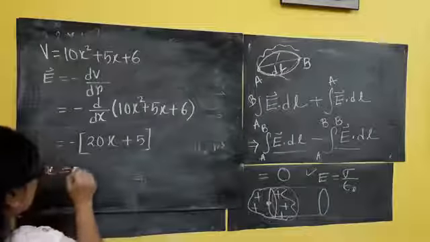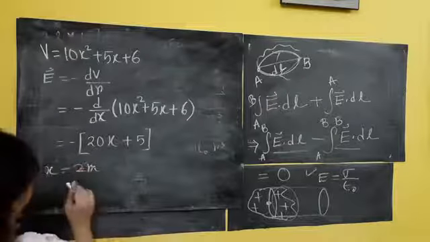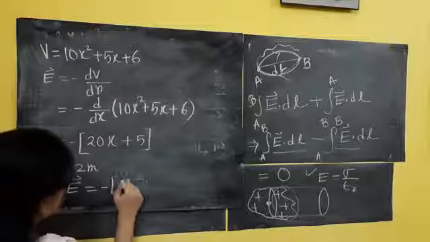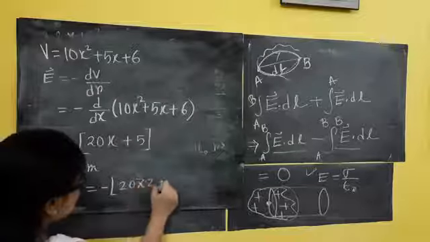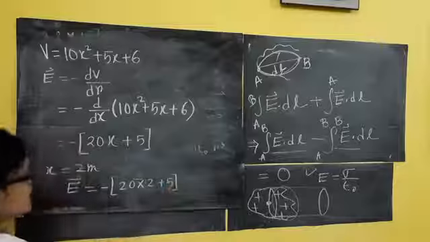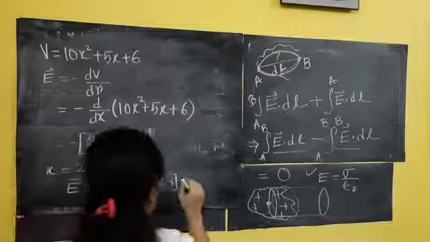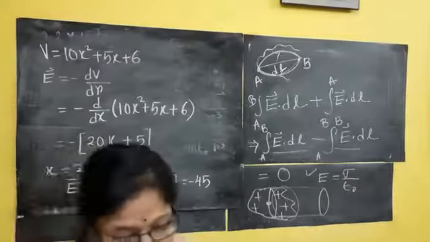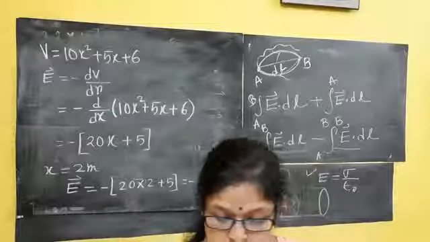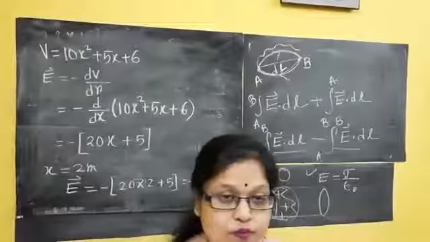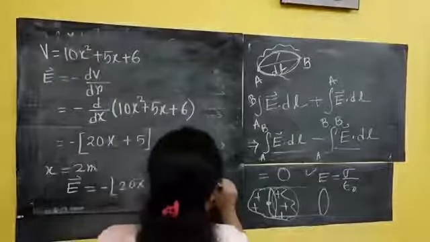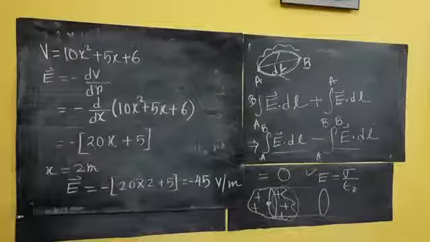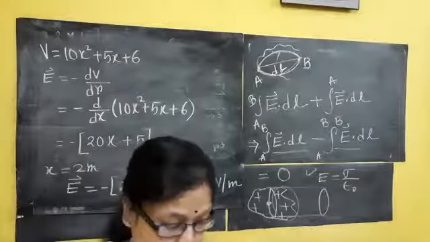Now x equal to 2 meter is given, put it here. So the electric field equals minus of 20 into 2, 40, plus 5. So minus 40 minus 5, minus 45. Minus 45 is the value of the electric field when x equal to 2 meter. This will be in volt per meter. Electric field is in volt per meter. Done. Now coming to the next question.